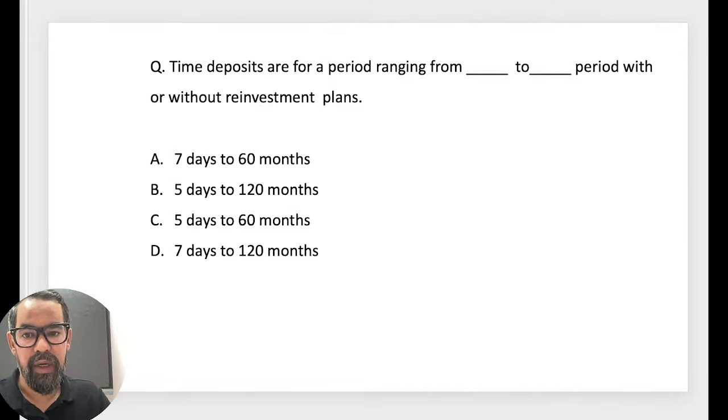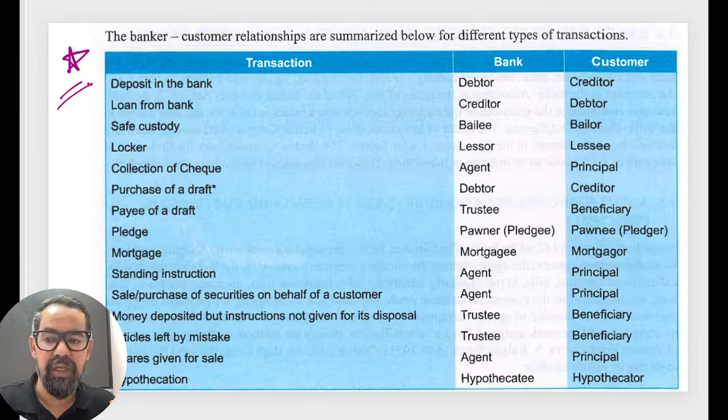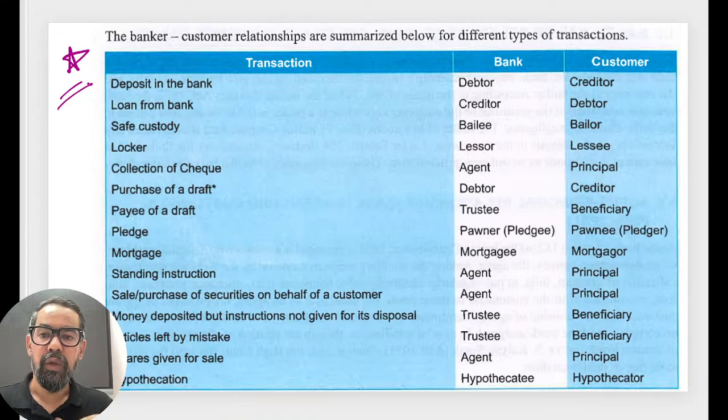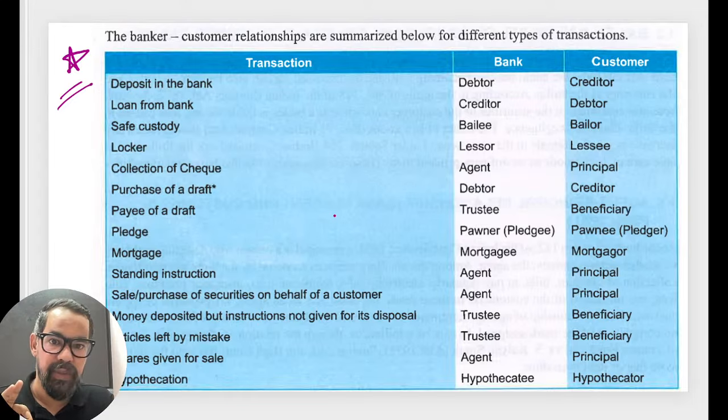Next one. Please do remember this particular chart. This is a very important one. Do revise with the help of it. It will help you go through the overall relationship between bank and customer and the different areas. Every time you will see at least one question around this. It can be for half marks or 1 mark, but for sure you will get a question based on this.